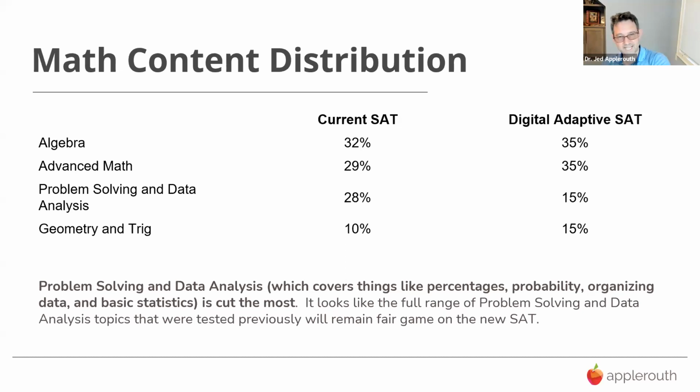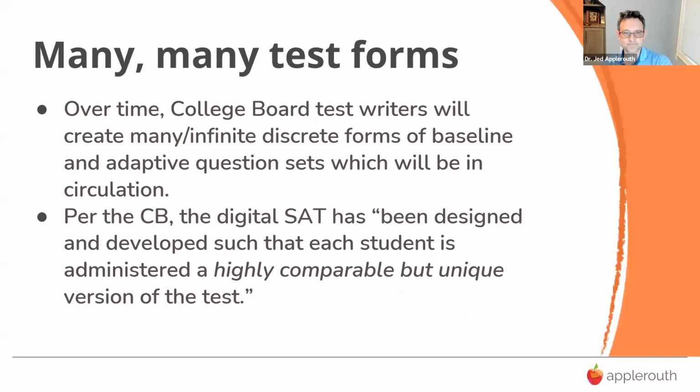The math content isn't changing all that much. Algebra is popping up a tiny bit, advanced math up a little bit. We are seeing a decrease in problem solving and data analysis, and we're seeing fewer percentages, less probability, and fewer stats. And they're adding in a little bit of geometry and trig back, which was reduced in 2016. So again, small tweaks. You probably won't notice it too much, but most of the content is very similar.